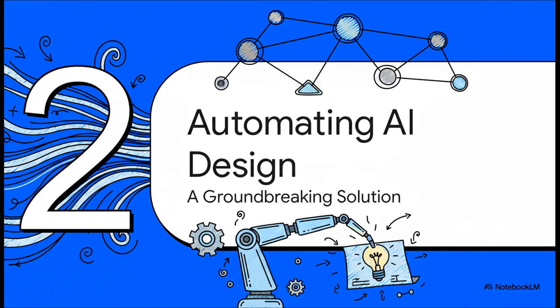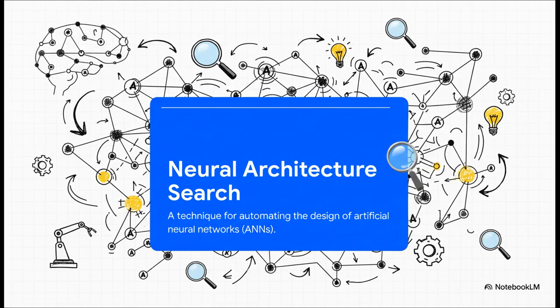So that led to a pretty radical question. What if we could automate the architect? What if we could get the machine to find the perfect blueprint all by itself? This question sparked a solution that was, well, a complete game changer. And that solution is called Neural Architecture Search, or NAS for short.